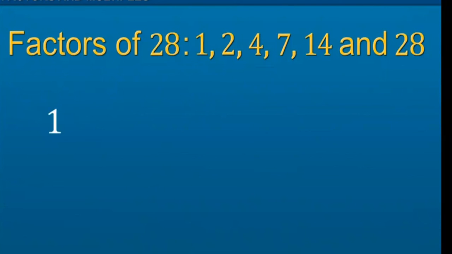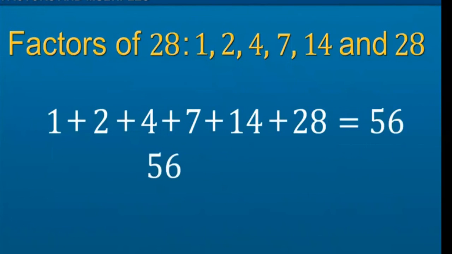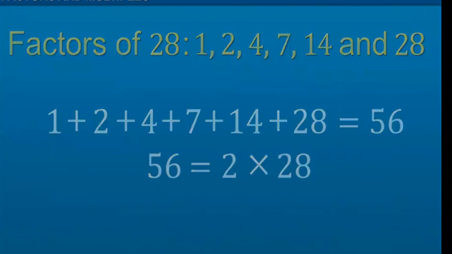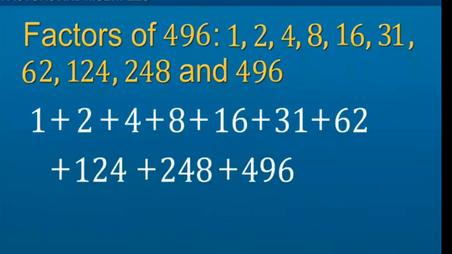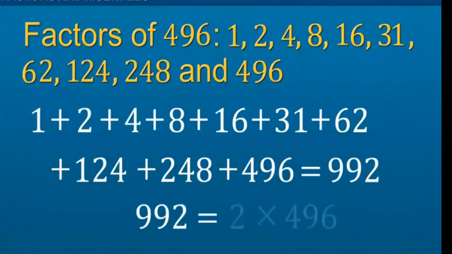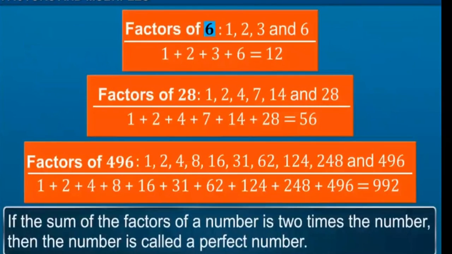Of the number 28, it is 56, which is equal to 2 times 28. Similarly, when the factors of 496 are added, we get 992, and 992 is equal to 2 times 496. For the numbers 6, 28, and 496, the sums of their factors are all 2 times the numbers. Such numbers are called perfect numbers.